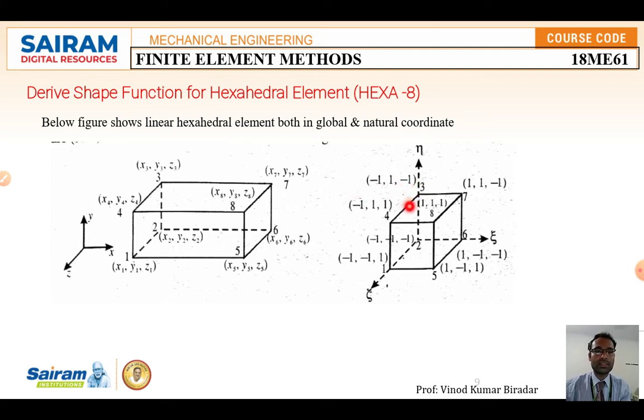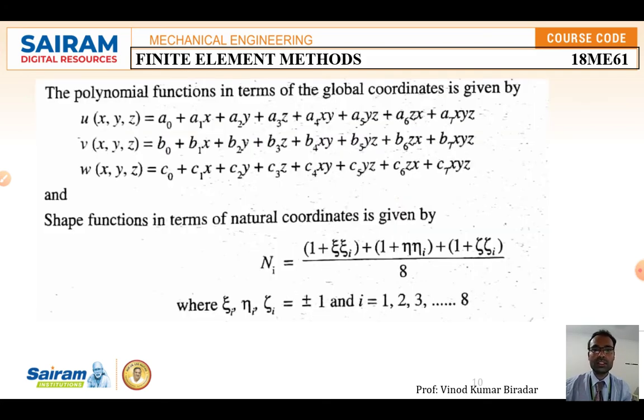The maximum value of the shape function is what? Plus 1. After writing this, use the polynomial function in terms of the global coordinate. I told you this in the magic triangle. Note down these values for the polynomial function: u of x, y, z, v of x, y, z, and w of x, y, z. Write a0 plus a1x plus a2y plus a3z plus a4xy plus a5yz plus a6zx plus a7xyz. This can be written in the magic triangle.